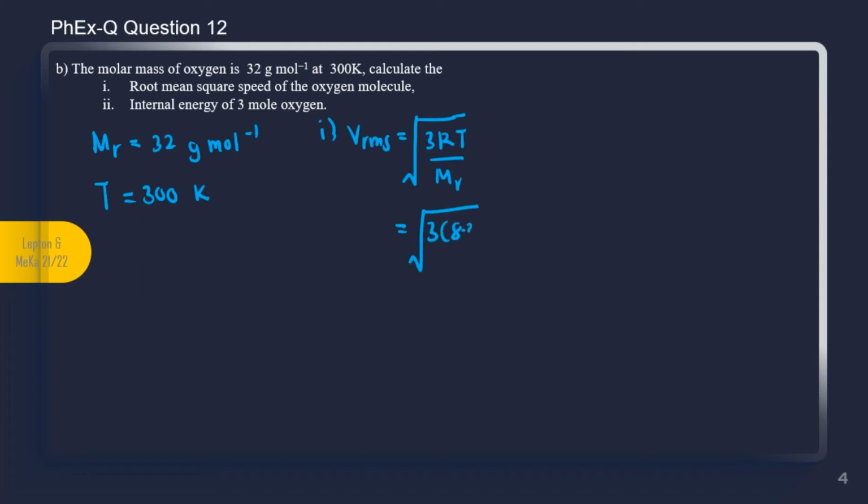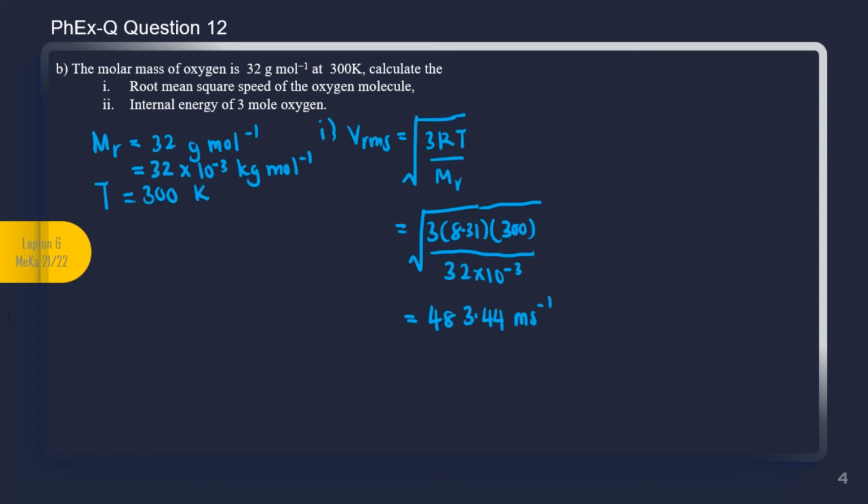So 3 multiplied by 8.31 multiplied by the temperature. It is already in Kelvin, so that is quite convenient for us. And when we are using this formula, we have to make sure that our molar mass is in kg per mole. So it is 32 times 10 power of negative 3 kg per mole, over 32 times 10 power of negative 3. And here we will have 483.44 meter per second.